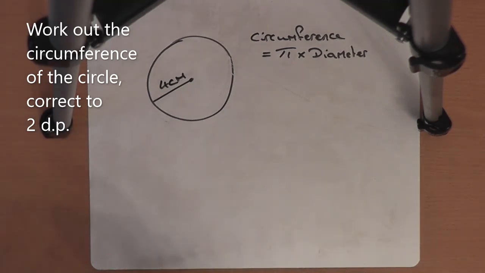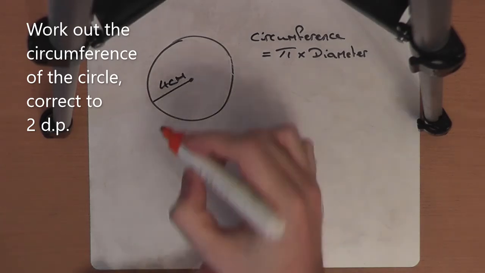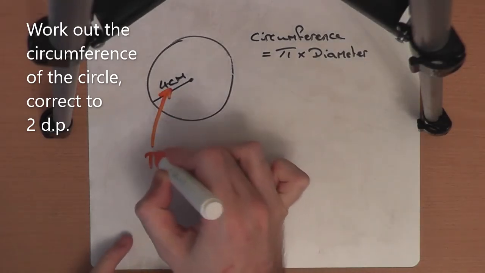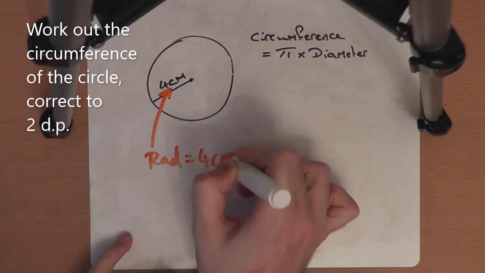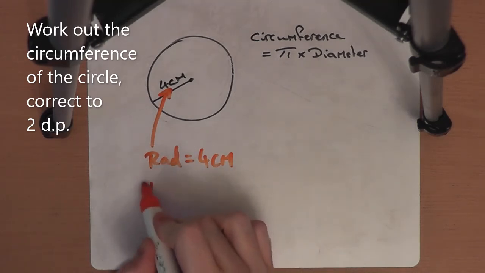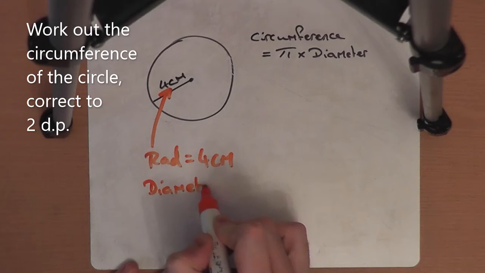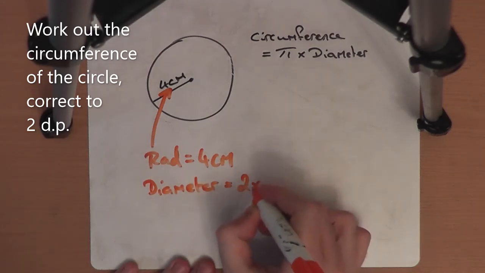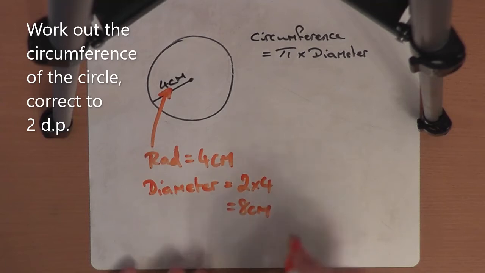We look at the question and we say, is the measure that's given to us the diameter? And actually in this case, no, it isn't. We are instead given a radius. We cannot use the radius in this formula. We have to use the diameter, which means we are going to have to use that radius to find the diameter. Now, if the radius is 4 centimetres, we have that link between radius and diameter. The diameter is simply twice the radius, so 2 lots of the 4 is 8 centimetres for the diameter.